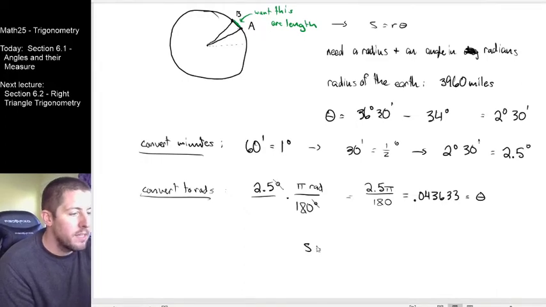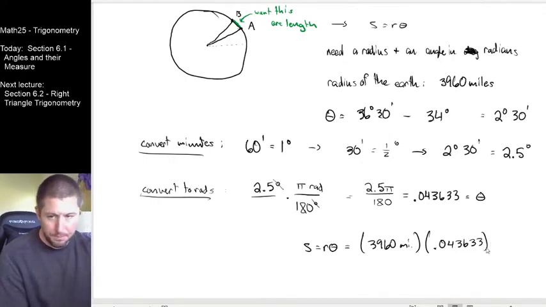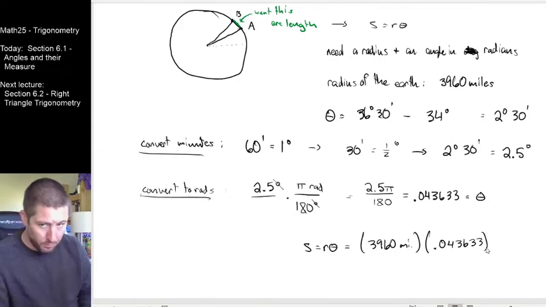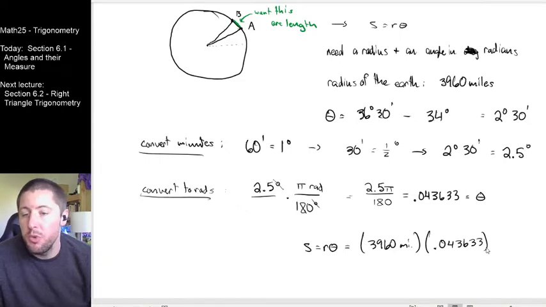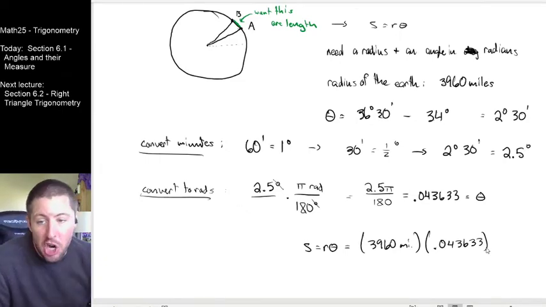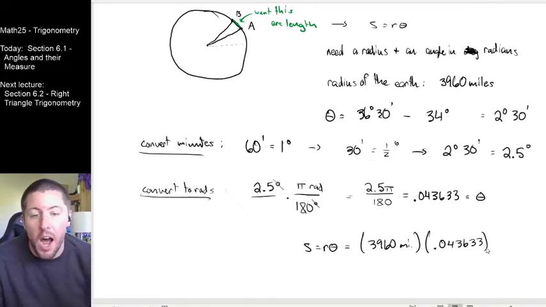Now we can come back to our S equals R theta. That should be equal to our 3960 miles times our 0.043633 radians. By the way, another thing I want to say about rounding is when you have tiny numbers like 0.043633, when you do rounding, you are taking away kind of a big chunk of the number because the number was so small to begin with. On the other hand, if this number was like 120.043633, then by rounding, you're losing only a tiny fraction of the overall value of that number.